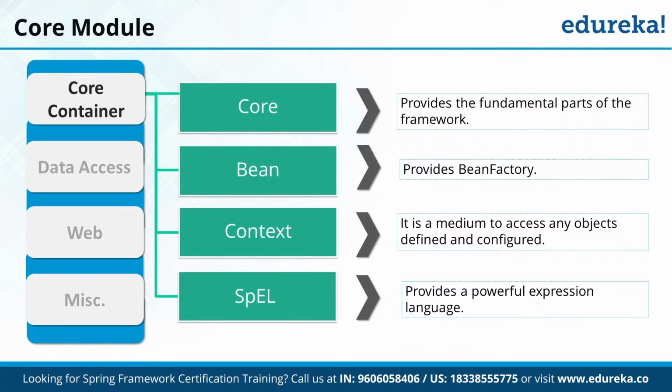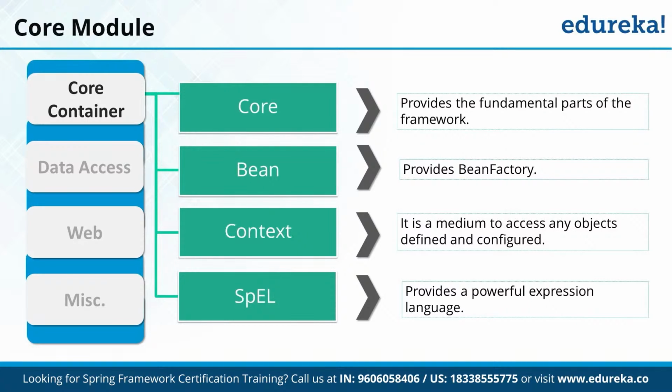All right, guys. So what are the modules? We're gonna discuss the core module over here. The core module or the core container has four major key concepts. The first is core, the fundamental part of the Spring framework. Then we got the bean, which is provided with the help of a bean factory. It's a container which is going to generate the bean. A bean is nothing but an object, guys, right? Then we got the context. It's a medium to access any objects defined and configured.